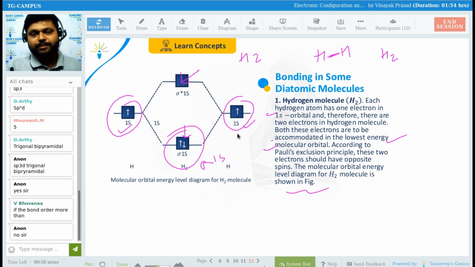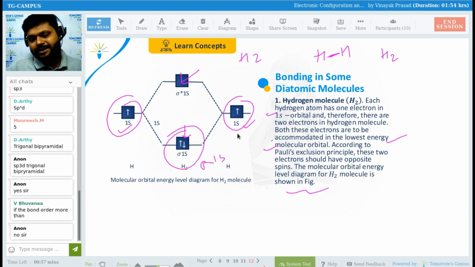Sigma 1s2. Getting my point? So this is a molecular orbital. And sigma star 1s is the anti-bonding molecular orbital. Although no electrons are filled there, so there are 0 electrons in the sigma star 1s. Getting my point, everyone?